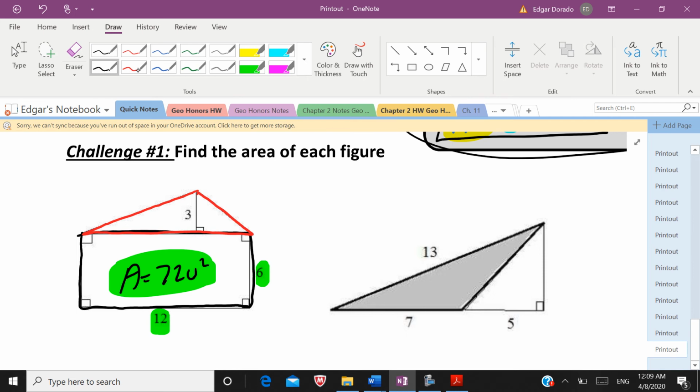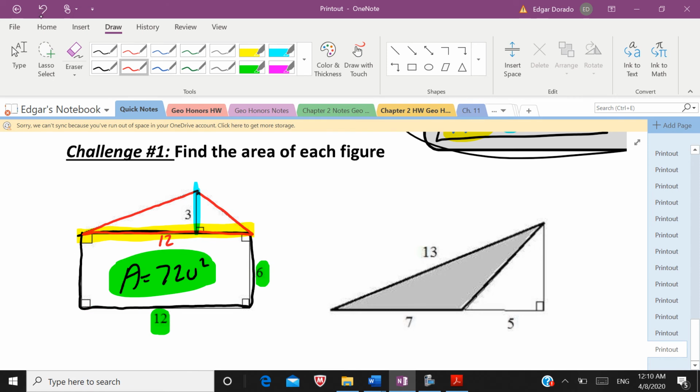All right. Now, do I have enough information for this red triangle here? Well, yes, I do. Do I have a base? Yes, I do. It's right here. Do I have a height? Yes, I do. It's right here. So my base is 12. Remember, these two have to be exactly the same, because it is a rectangle after all.